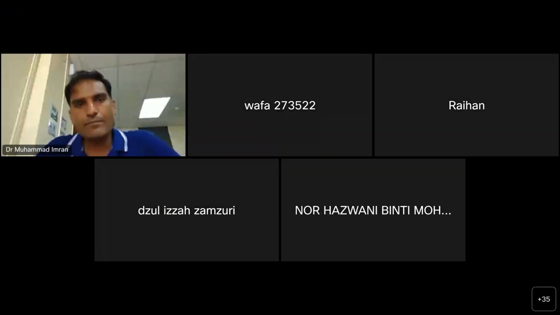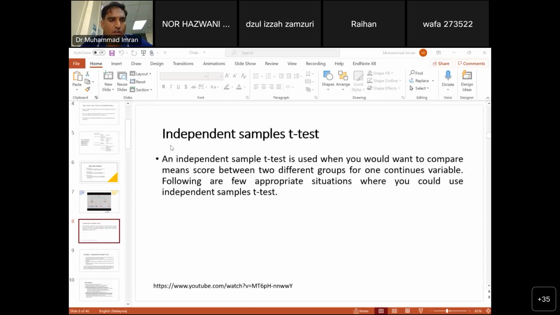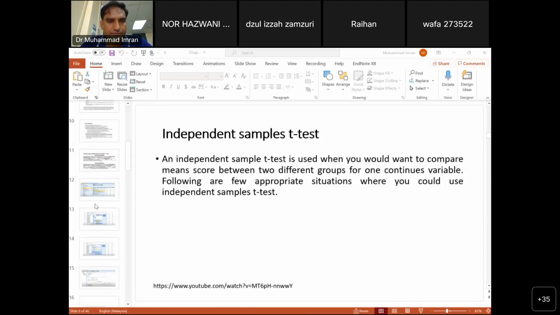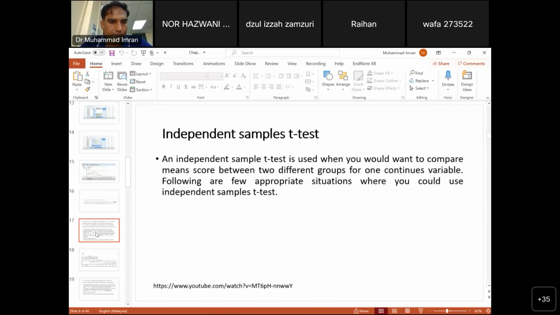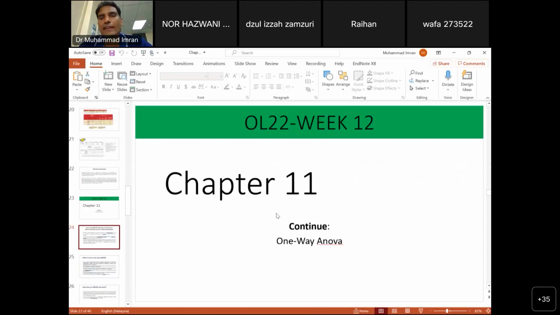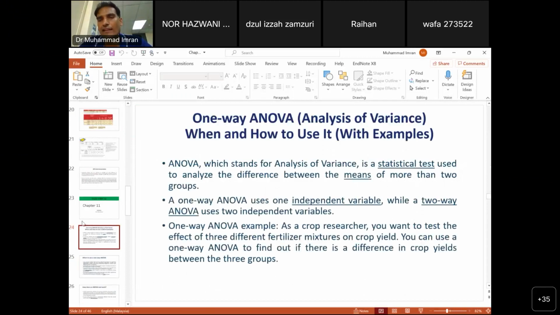We have covered the independent sample t-test. Now, in today's lecture, we will cover one-way ANOVA analysis. Let's discuss the theory of the one-way ANOVA first. Later, I will also guide you how to run the analysis on SPSS.